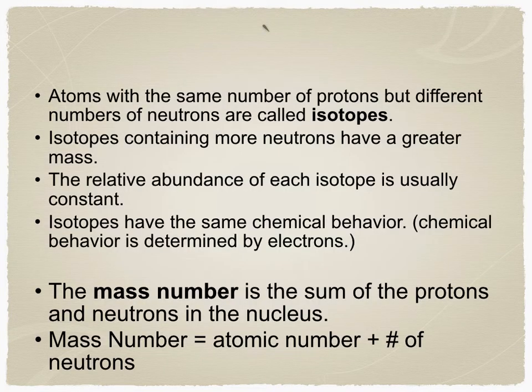Okay, isotopes. Atoms with the same number of protons but different numbers of neutrons are called isotopes. Isotopes containing more neutrons have a greater mass, obviously, because neutrons weigh about the same as a proton. The relative abundance of each isotope is usually constant.